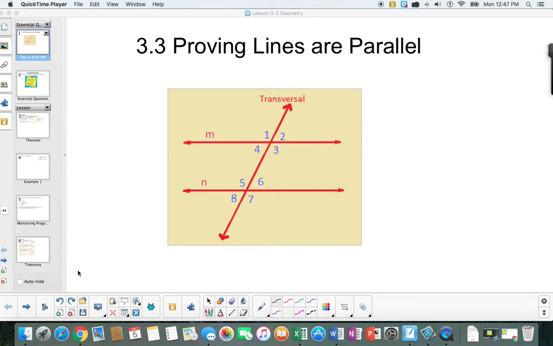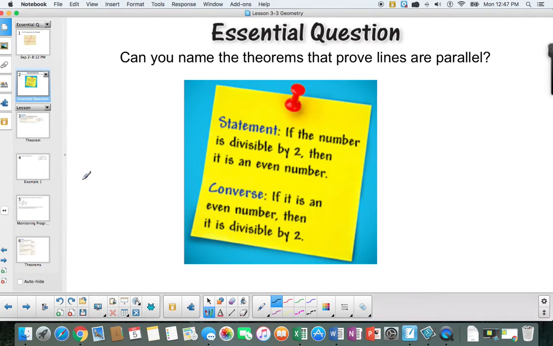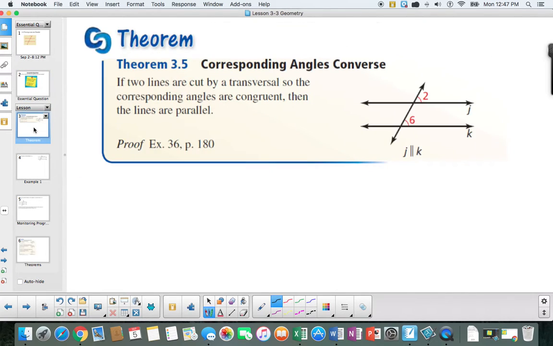Lesson 3.3, Proving Lines Are Parallel. In order to do this, we're going to be using the converses. Our essential question is, can you name the theorems that prove lines are parallel? Let's start with the first converse, which is the corresponding angles converse.